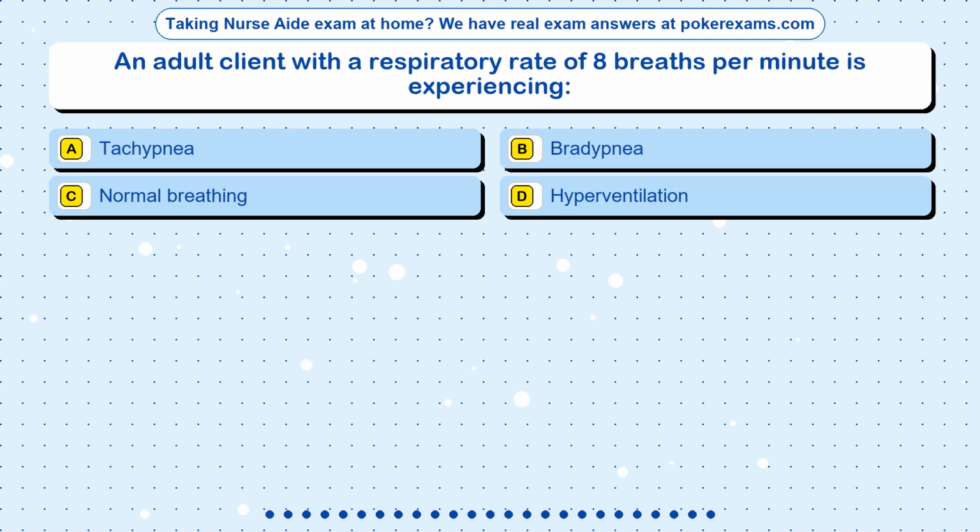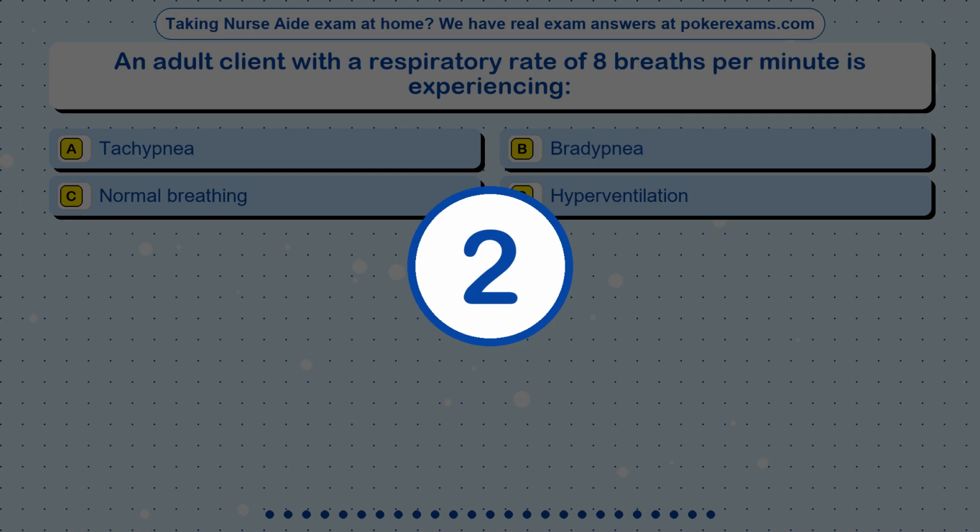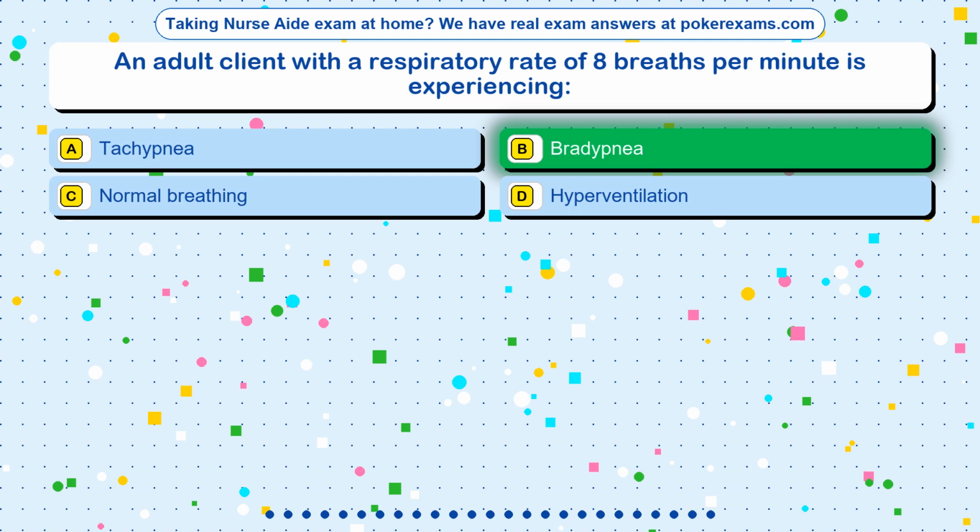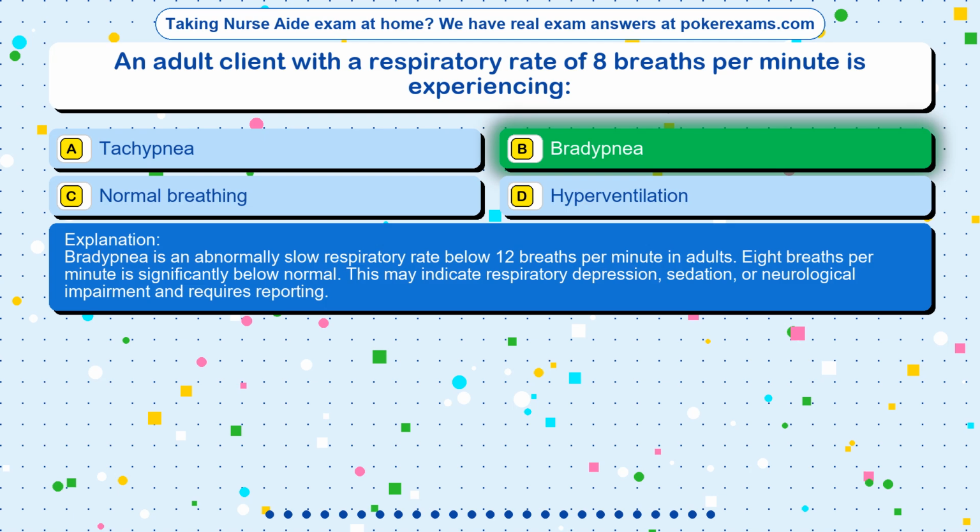Question 18. An adult client with a respiratory rate of 8 breaths per minute is experiencing: Option A, tachypnea. Option B, bradypnea. Option C, normal breathing. Option D, hyperventilation. The correct answer is option B, bradypnea. Bradypnea is an abnormally slow respiratory rate below 12 breaths per minute in adults. 8 breaths per minute is significantly below normal. This may indicate respiratory depression, sedation, or neurological impairment and requires reporting.